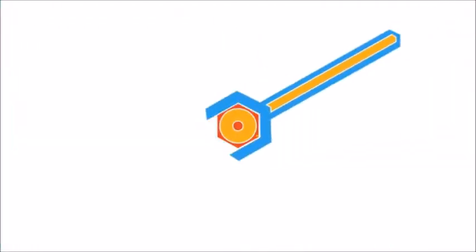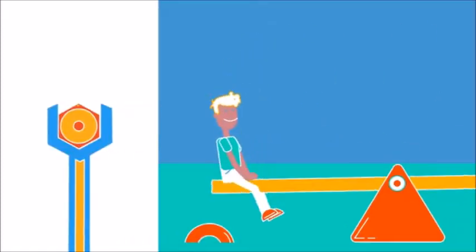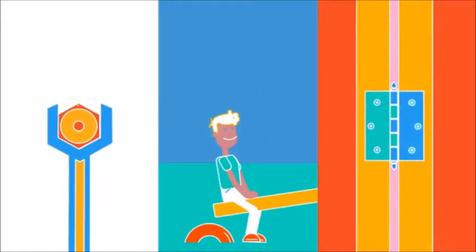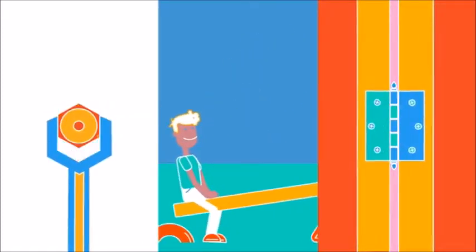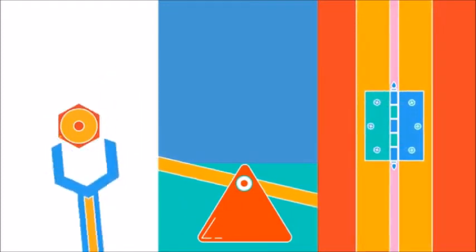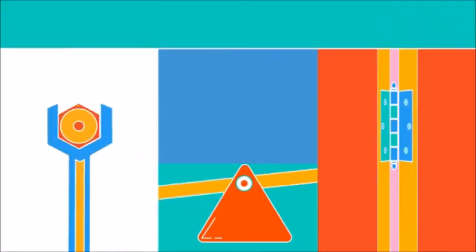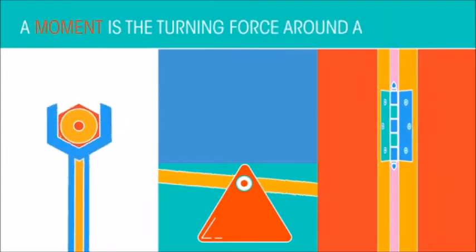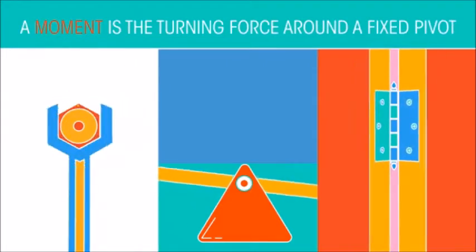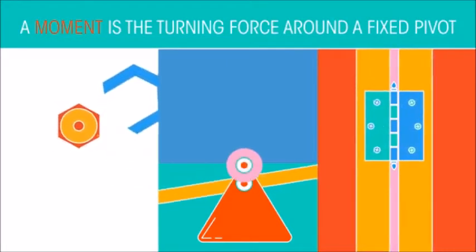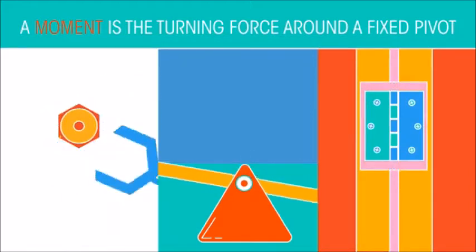Think of a spanner loosening a fixed nut, or a child on a seesaw, or a door opening around a fixed hinge. All of these things are connected by something called moments. A moment is the turning force around a fixed pivot. The pivot is the nut, or the middle of the seesaw, or the hinge.